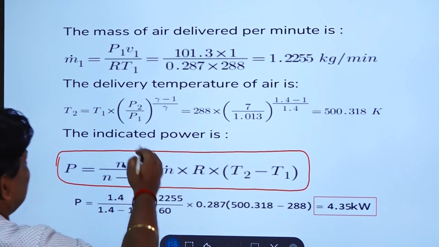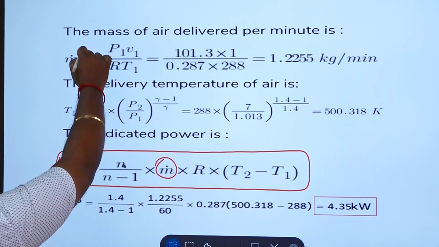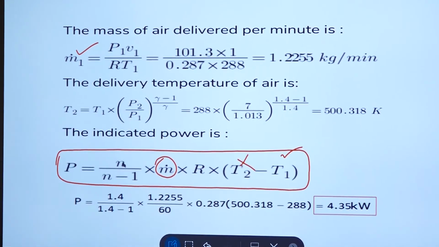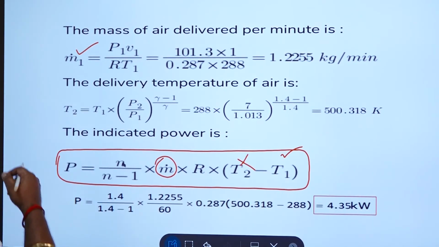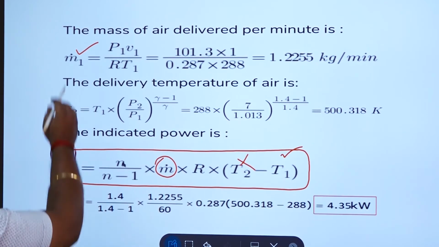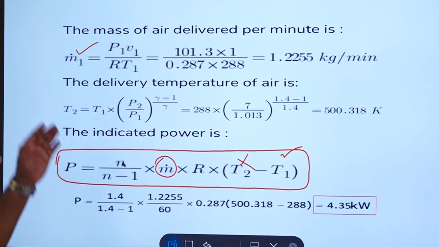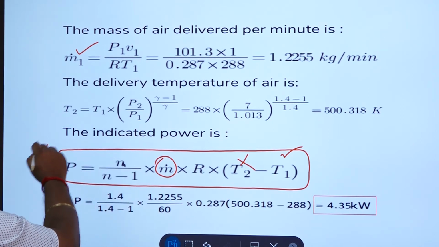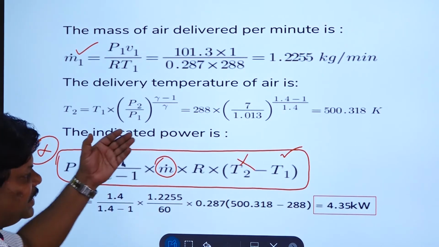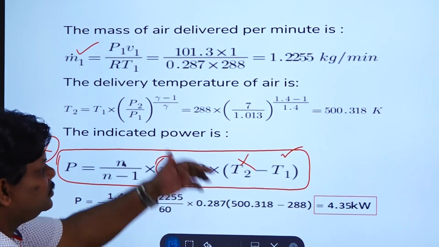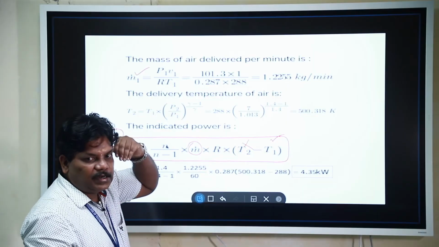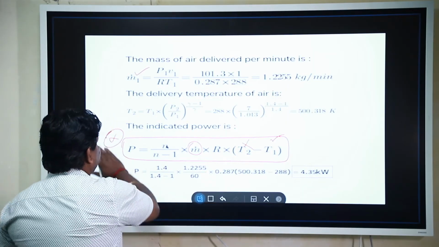So you have to find the value of m dot, T1 is given to you, and T2 you have to find. You can easily find the value of this using the given data; it is a direct question. The only thing is you should know the indicated power formula, and substitute the given data. So use the formulas according to the data that are given to you.